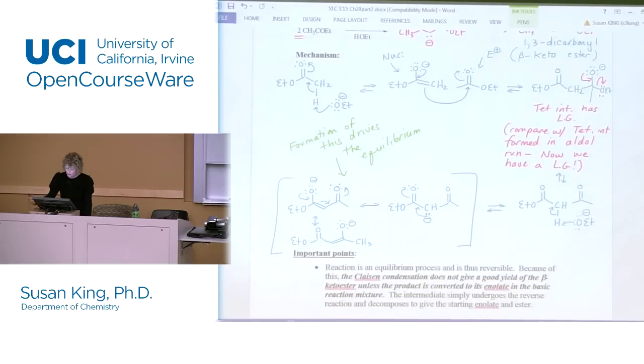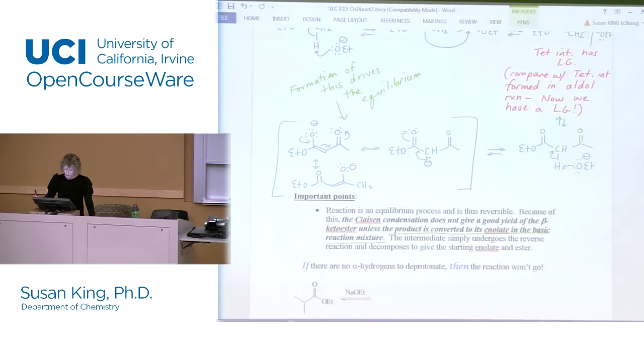Because of this, the Claisen condensation does not give a good yield of the beta ketoester unless the product is converted into an enolate in the basic reaction mixture. So this is key right here. The intermediate simply undergoes the reverse reaction and decomposes to give the starting enolate and ester. If there are no alpha hydrogens to deprotonate, then the reaction won't go. And so that's right here.